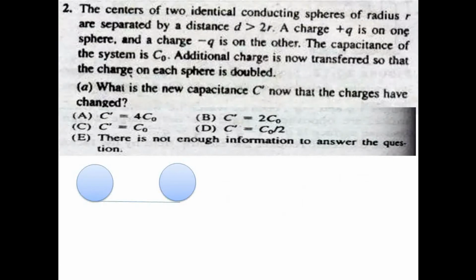Question number 2 is, the centers of two identical conducting spheres of radius r are separated by a distance that is greater than 2r, like double their radius. A charge plus q is on one sphere and a charge of minus q is on the other. The capacitance of the system is C0. Additional charge is now transferred so that the charge on each sphere is double. So what is the new capacitance now that the charges have changed? It's 4 times the original capacitance, or 2 times the original capacitance, or equal to the original capacitance, or 1 by 2 of the original capacitance, or this information is not enough to give an answer.